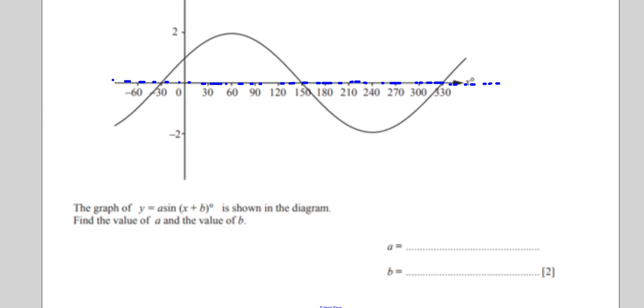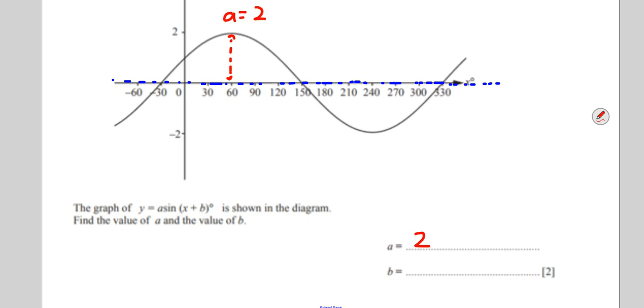What's our a? 2, good. They're not very creative, are they? They have the same looking graphs. So a equals 2. Maybe let's write that up here. Just for notes.